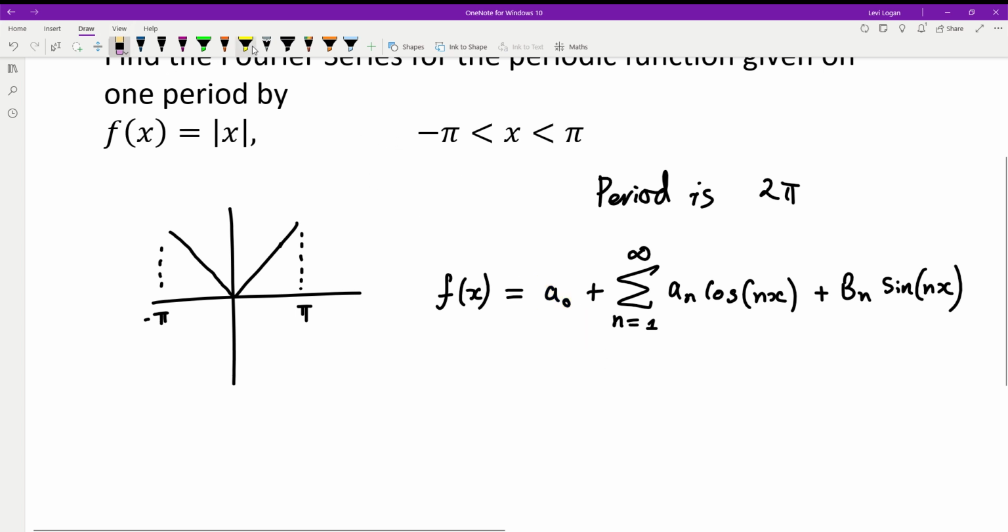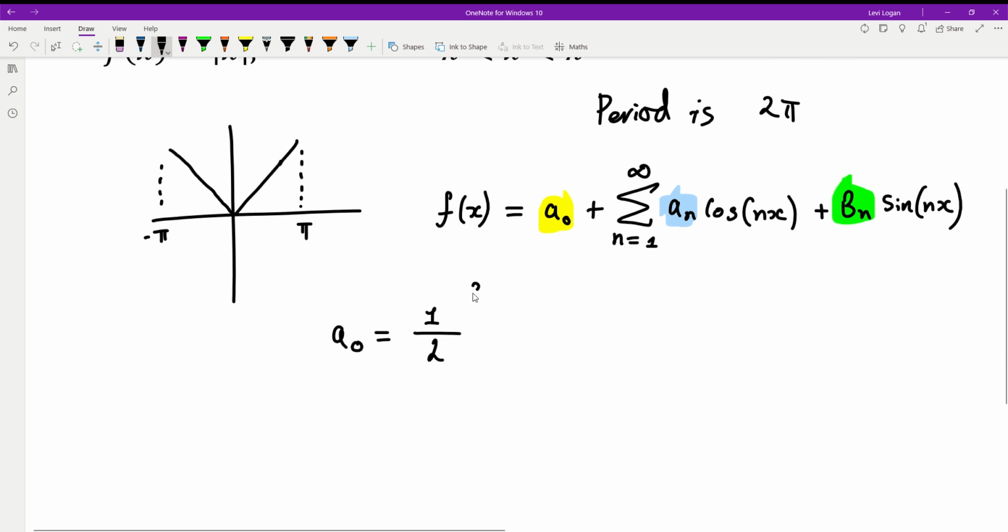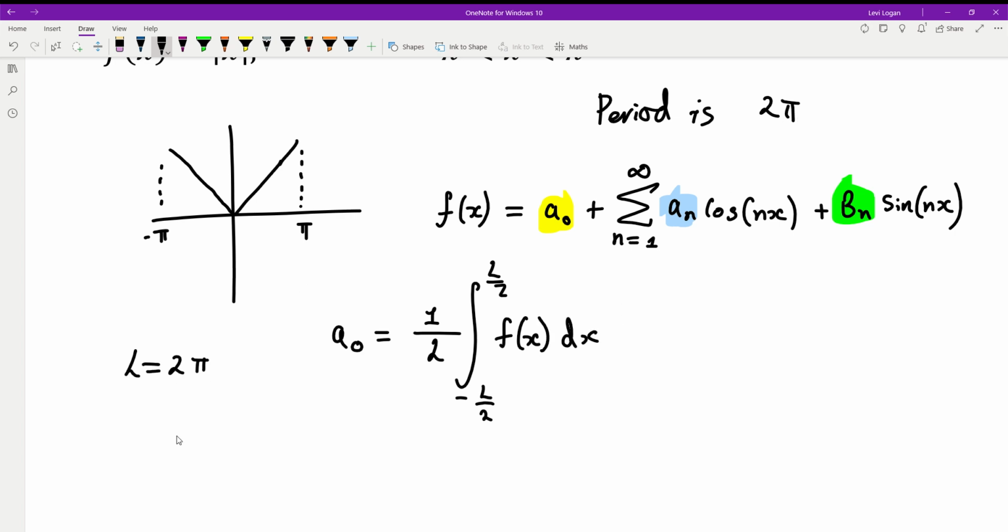Now to calculate these coefficients, we need to work out a couple of integrals. So a naught is 1 over the period, times the integral from negative half the period, so negative L on 2, to L on 2, of f of x. Now, since the period is 2 pi, L is 2 pi. So a naught is 1 on 2 pi times the integral. So let's just move this out of the way, we'll make this a bit smaller.